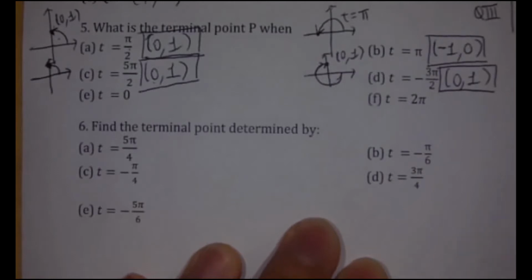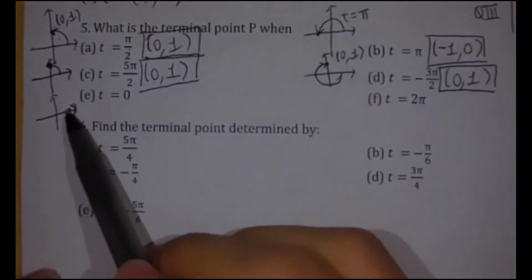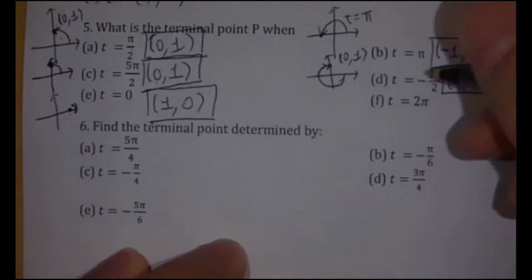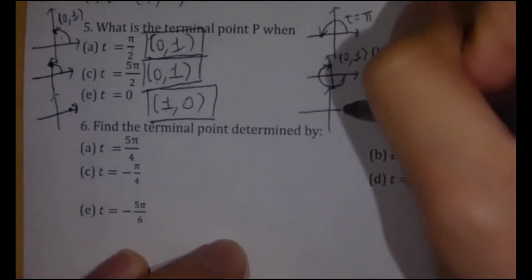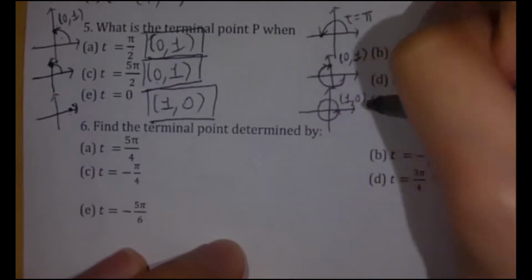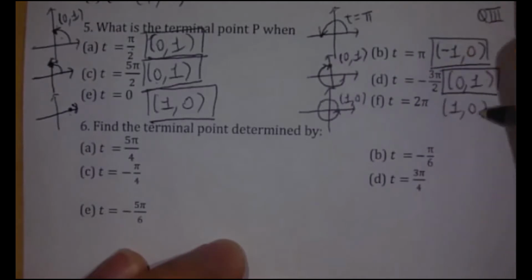Okay. All right, it's followed by t equals 0. So t equals 0, we don't have to go anywhere. So that'll be right here, right? We start here on the unit circle. So the coordinate there is 1, 0. And then lastly, we have 2 pi. All right, 2 pi is 360. So that'll be actually the starting point. So that'll be 1, 0. Same as part E.